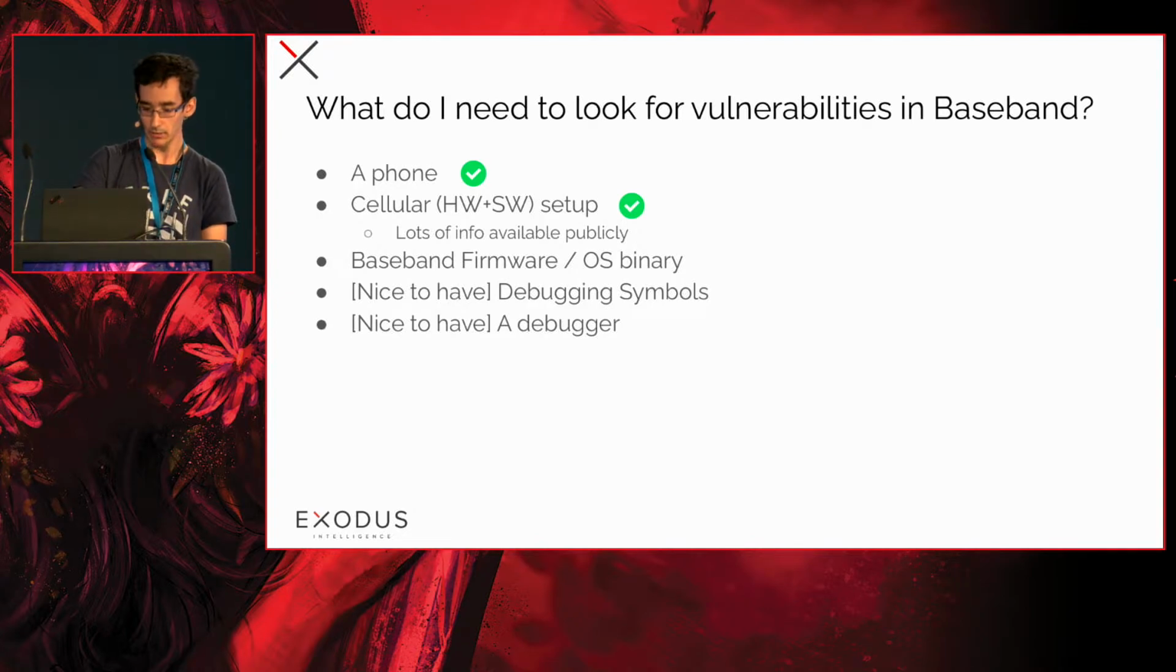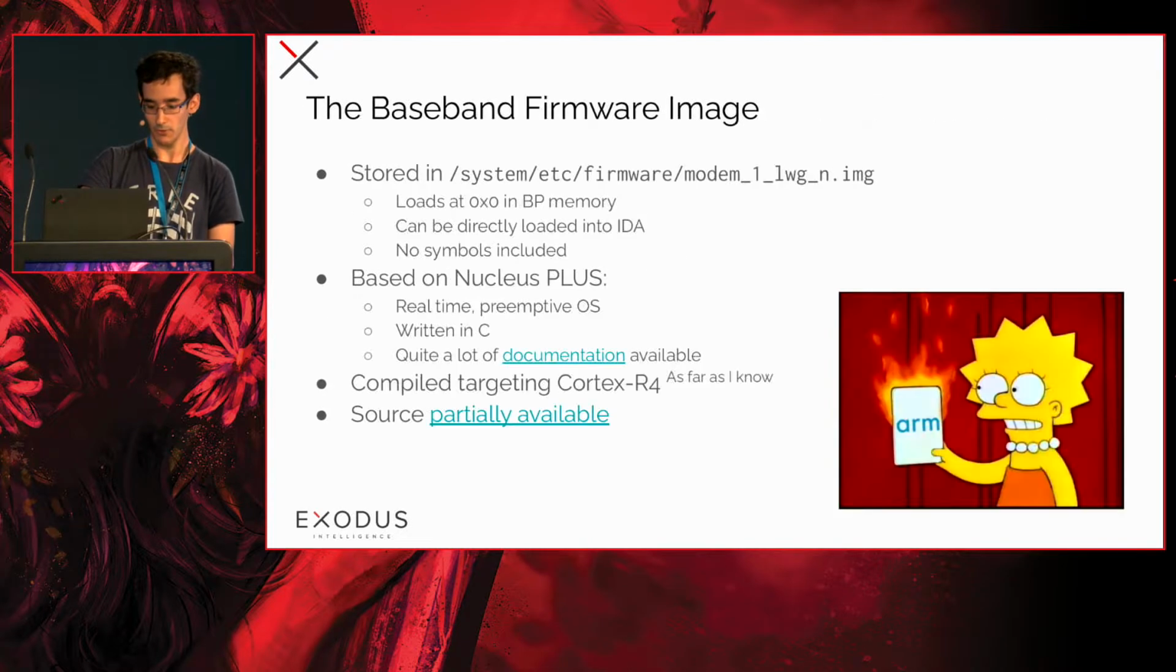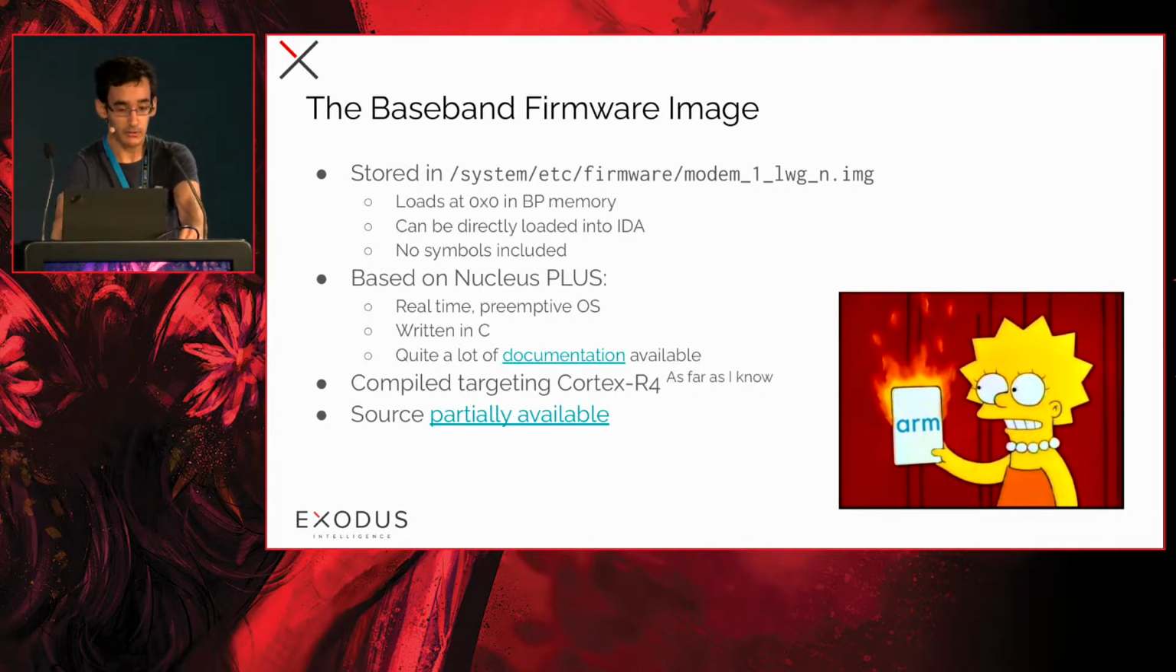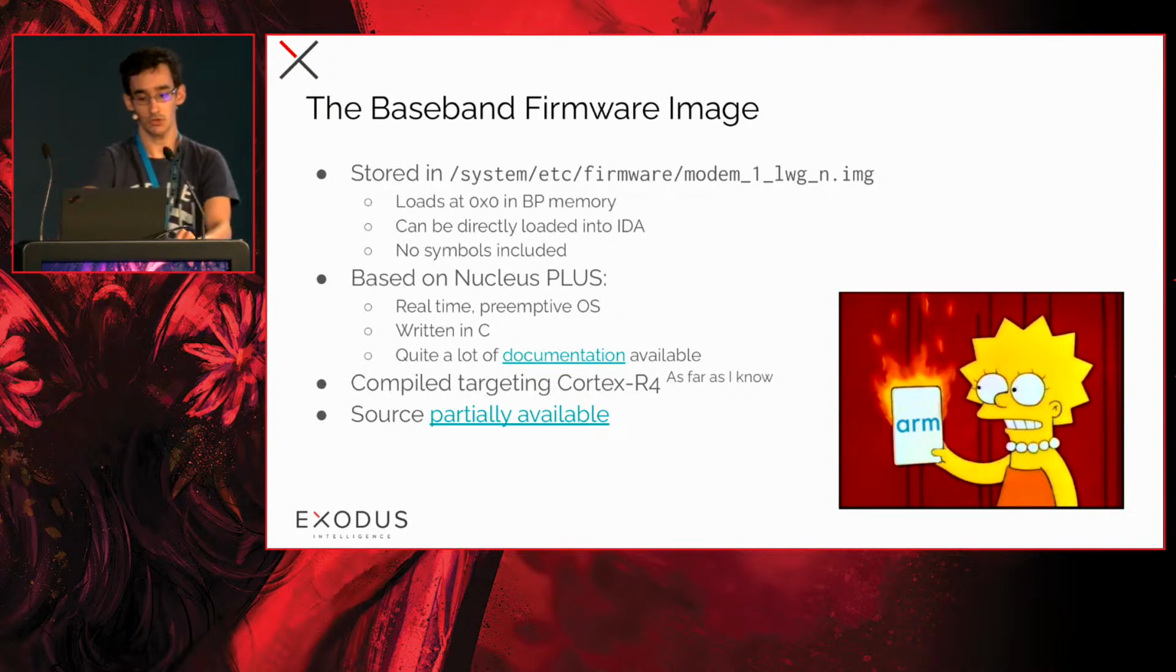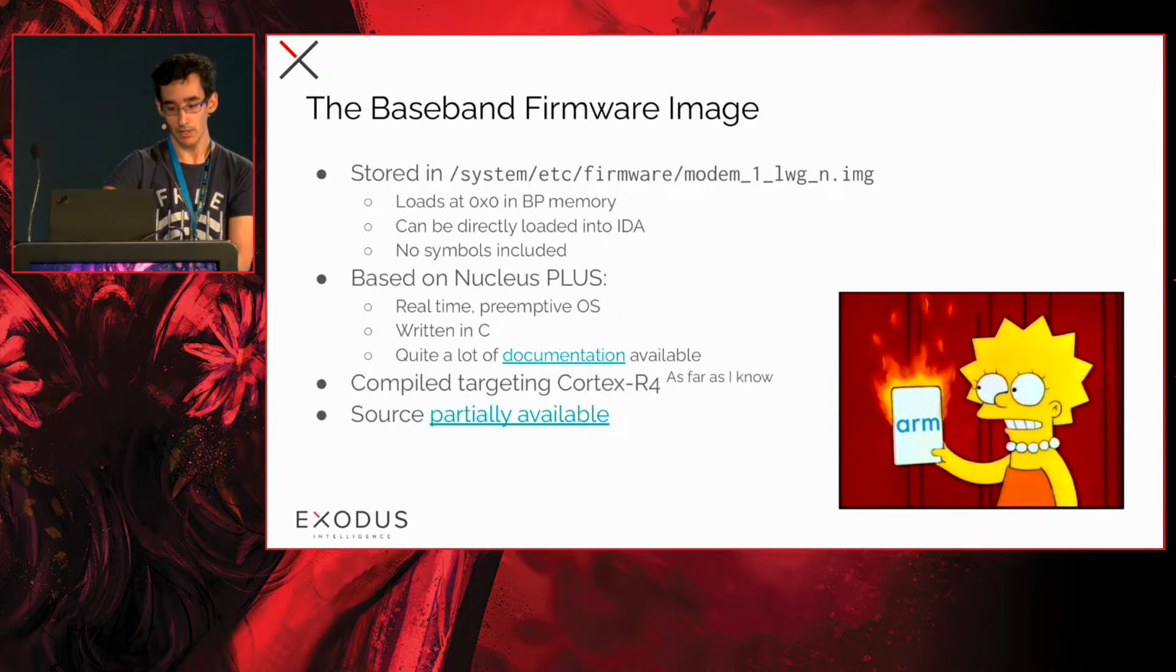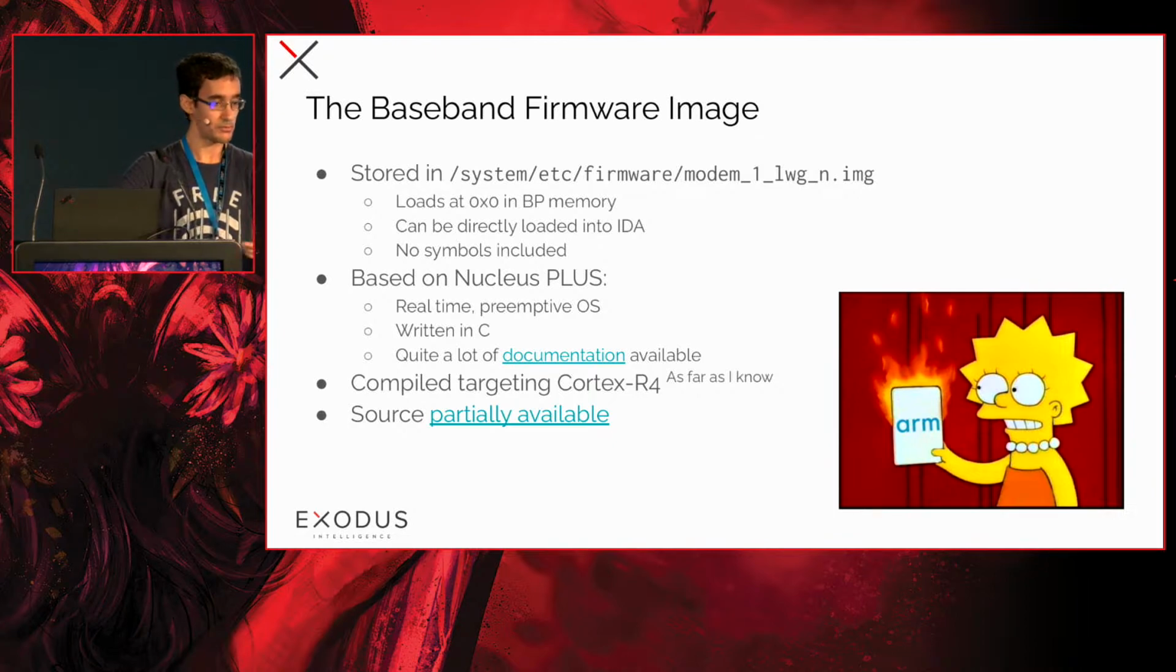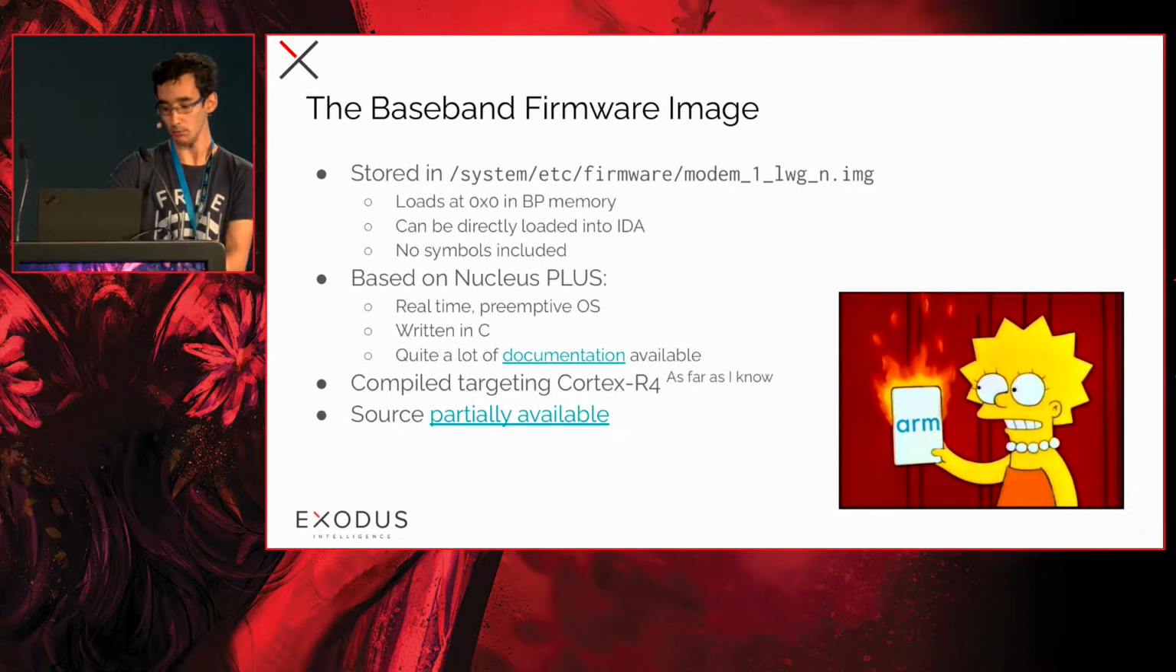the firmware and/or the OS binary for this box. It turns out to be stored in the file system. It's really easy to fetch it, and this image is designed to load at position 0 in the baseband processor memory, and as such, because there's no encryption or whatever, it can be directly loaded into IDA Pro.